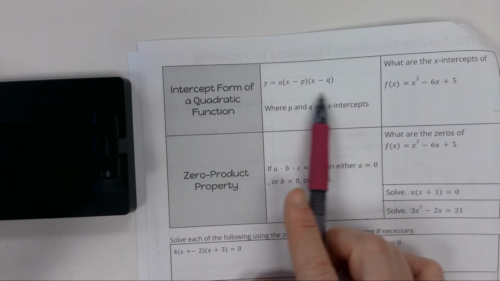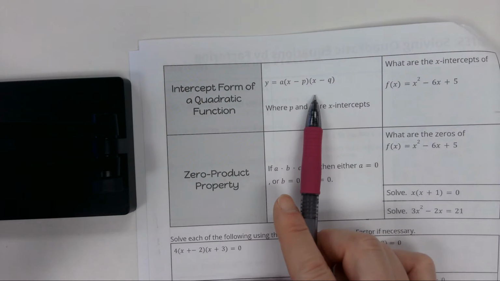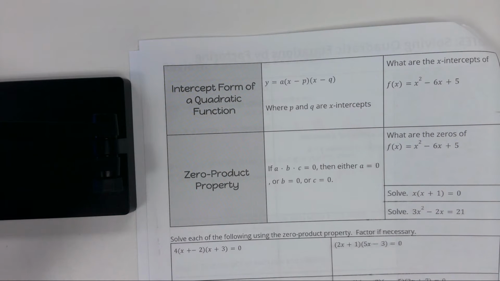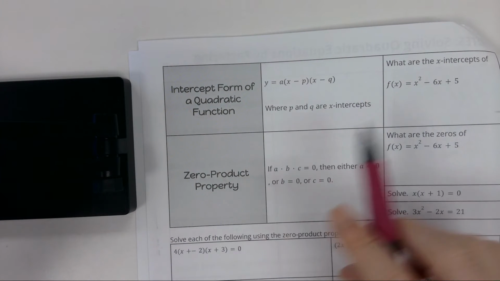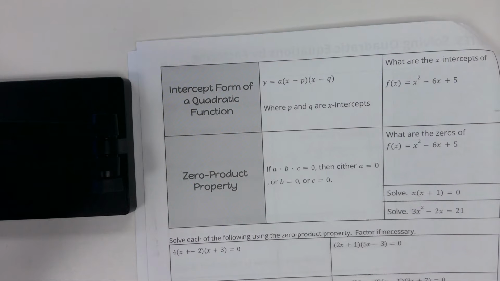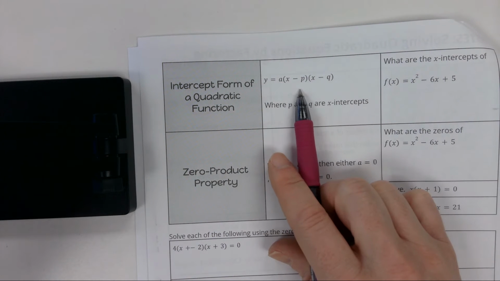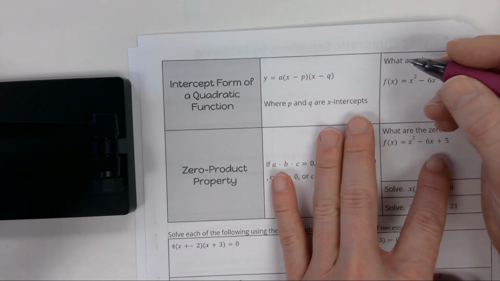Intercept form. We did this already. Intercept form gives us the x-intercepts. So if something's in intercept form, haven't you already identified x-intercepts? So really that's what we're doing today. We're identifying the x-intercepts, which also happen to be where the function equals 0. So let's say I ask for the x-intercepts of this. Wouldn't I need to get it to that form? All right, let's factor it.